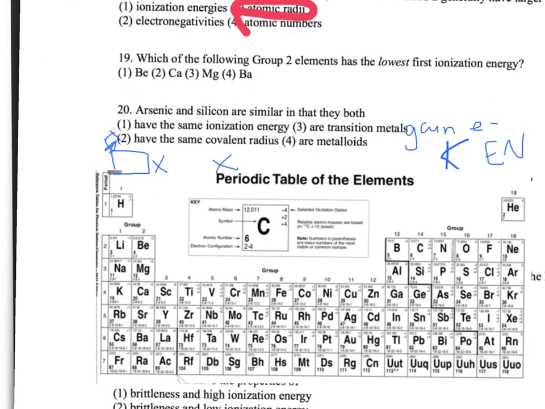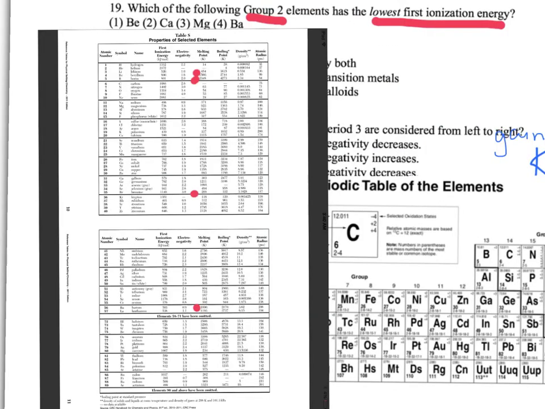In question number 19, we're asked to look at group 2 elements, and we're looking for the lowest first ionization energy. So this is group 2, and we're looking for the lowest first ionization energy. So again, we're going to look at reference table S. Here we're simply looking at ionization energy for these elements. So with the first ionization energy of 503, beryllium has the lowest first ionization energy.